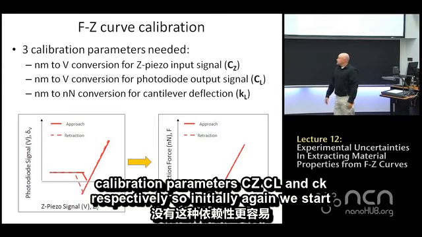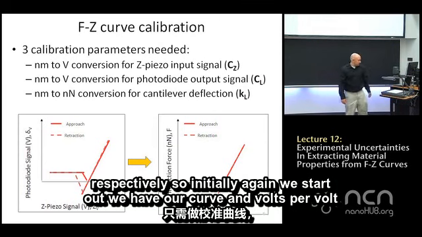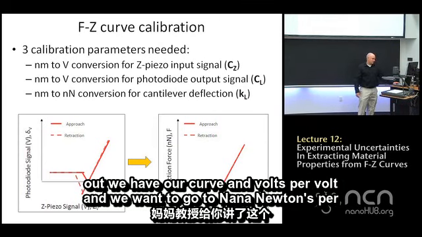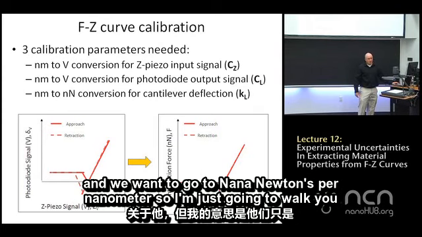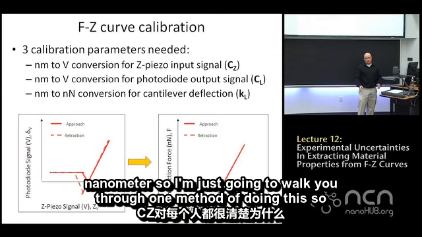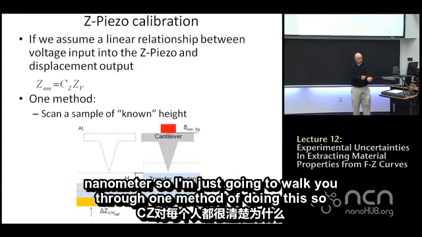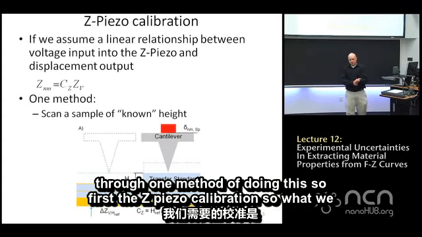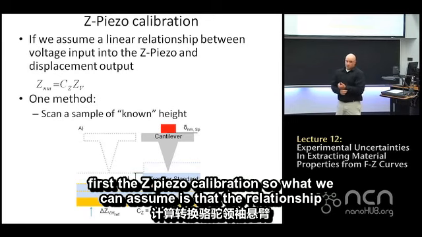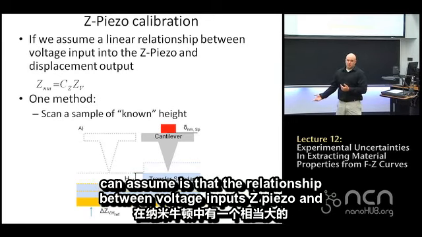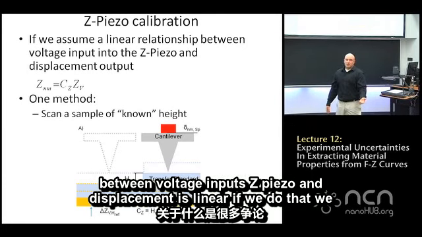So initially, we start out with our curve in volts per volt, and we want to go to nanonewtons per nanometer. I'm going to walk you through one method of doing this. First, the Z piezo calibration. What we can assume is that the relationship between voltage input to the Z piezo and displacement is linear.